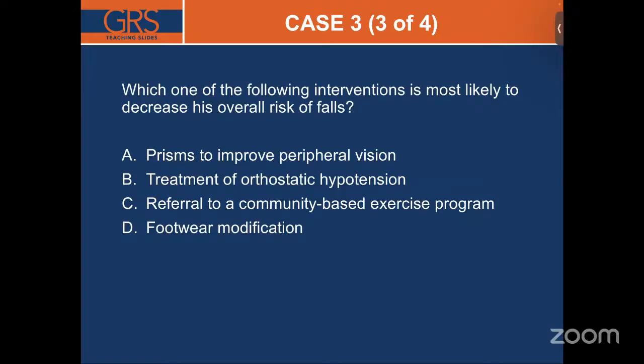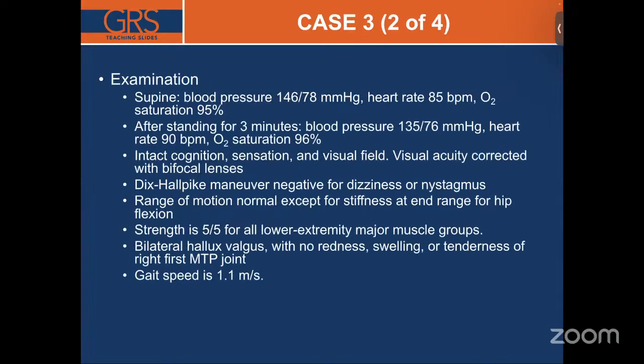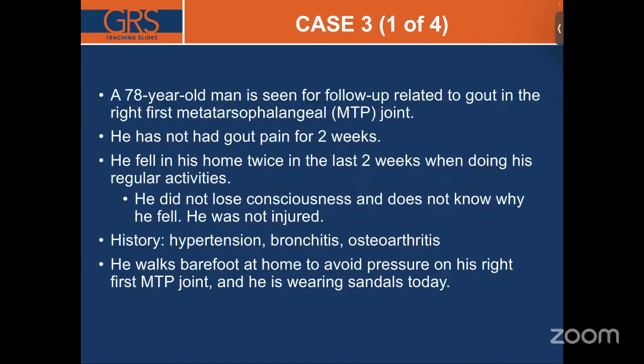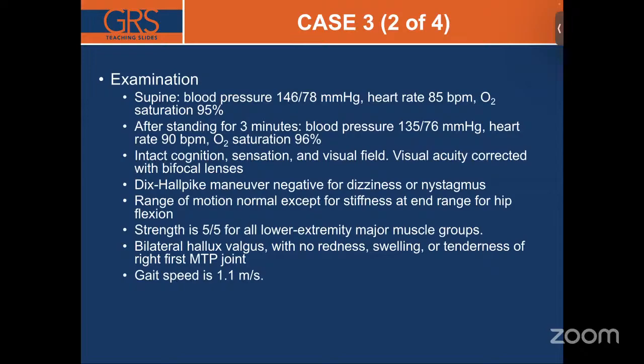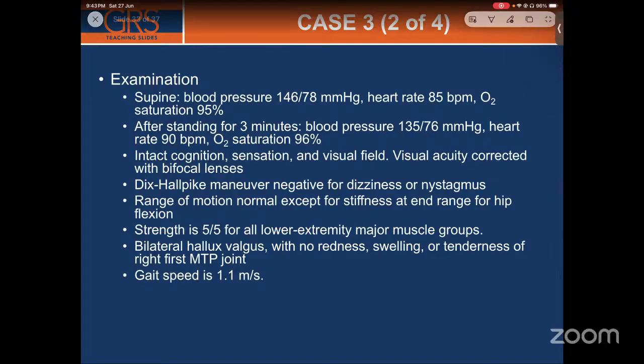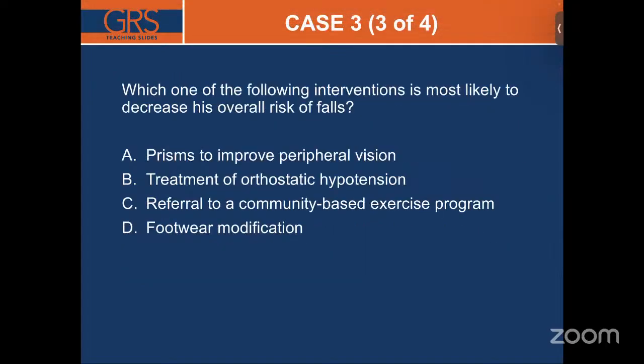So the question is asking, which one of the following interventions is most likely to decrease his overall risk of falls? Is it A, the prisms to improve peripheral vision? B, treatment for orthostatic hypotension? Is it C, referral to a community-based exercise program? Or D, footwear modifications? Any suggestions for the correct answer? What intervention is most likely to decrease this patient's overall risk of falls?